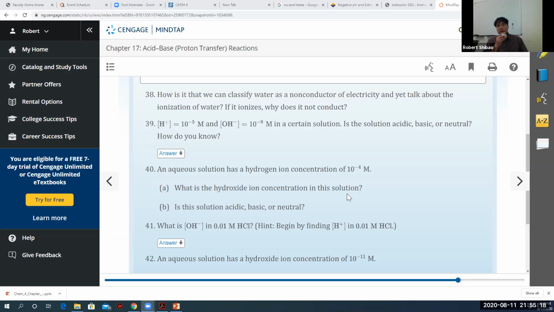Is the solution acidic, basic, or neutral? This solution is going to be acidic. How do you know? You know it's going to be acidic because the hydrogen ion concentration is greater than the hydroxide. We're always going to have both in any water solution because you can't stop water molecules from colliding. And so an acidic solution is just defined as having more hydrogen ion than hydroxide. A basic solution is more hydroxide than hydrogen.